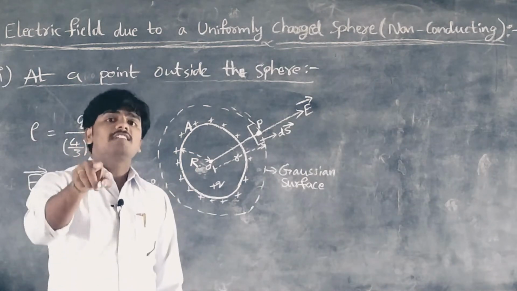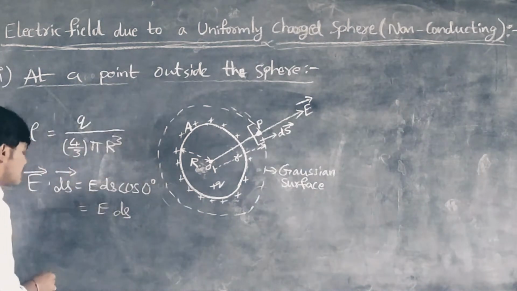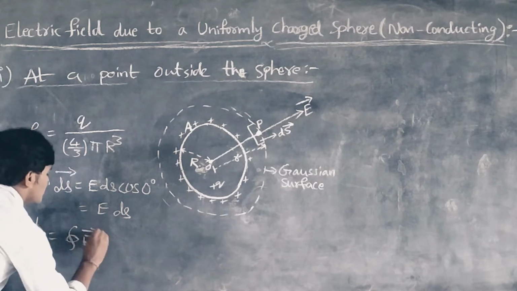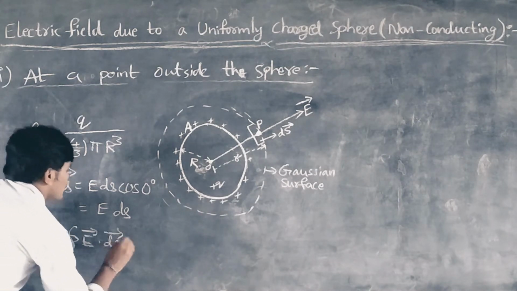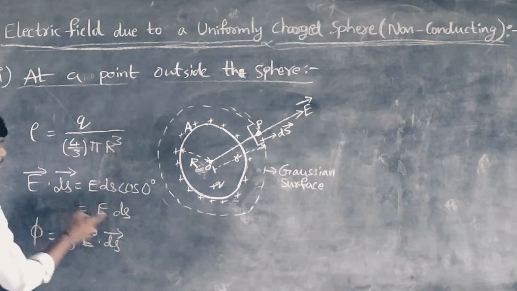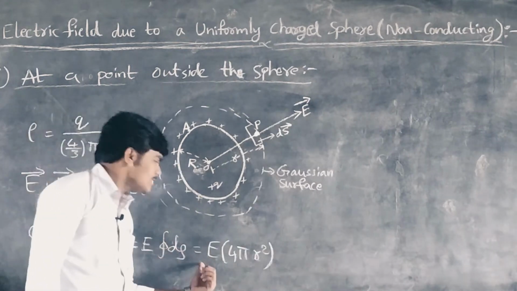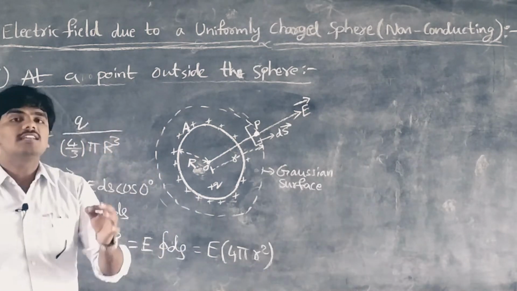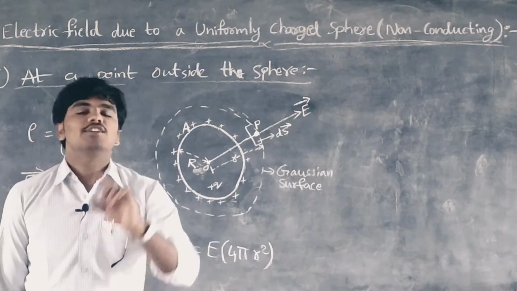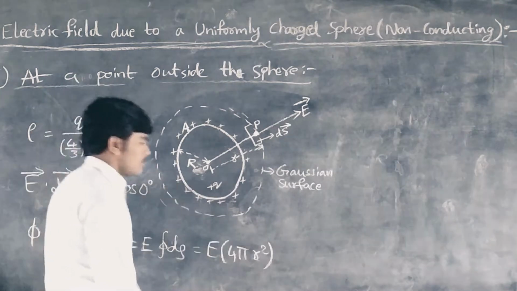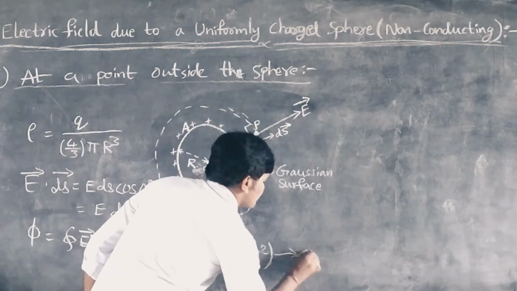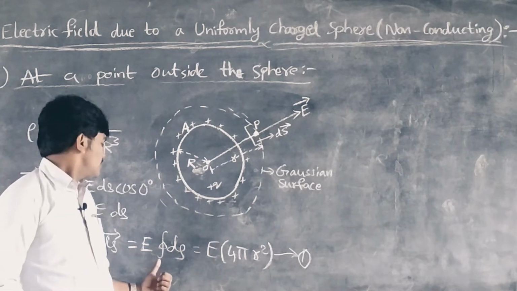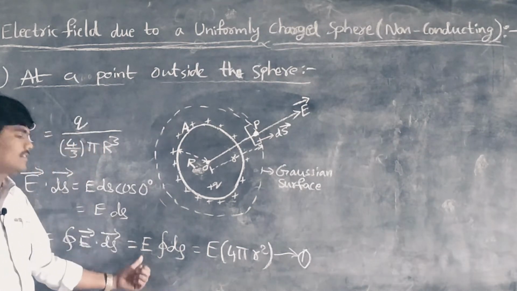Now the electric flux phi over the entire Gaussian surface is given by phi is equal to integral E bar dot dS bar. Here we substitute the value for E bar dot dS bar. This is equal to E times 4 pi r square, because the area of the Gaussian surface of radius r is equal to 4 pi r square. Suppose this is equation 1. In this equation, E is constant at all points, so we have taken it out of the integral.